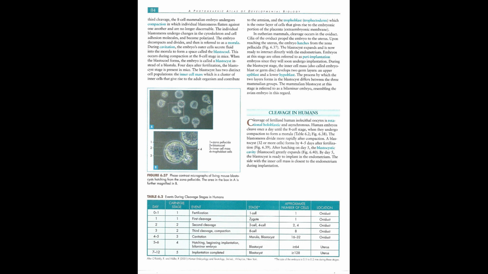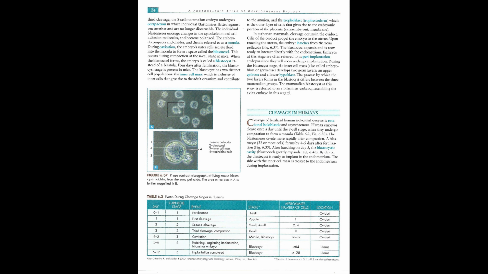The blastocyst has two distinct cell populations: the inner cell mass, which is a cluster of inner cells that give rise to the adult organism and contribute to the amnion, and the trophoblast, trophectoderm, which is the outer layer of cells that gives rise to the embryonic portion of the placenta, extraembryonic membrane.